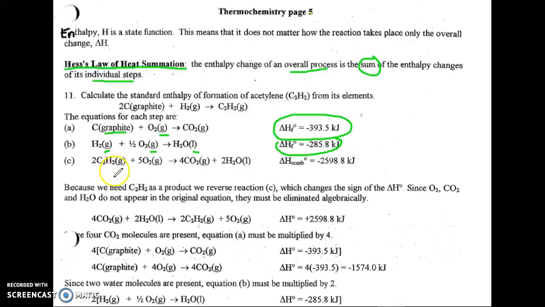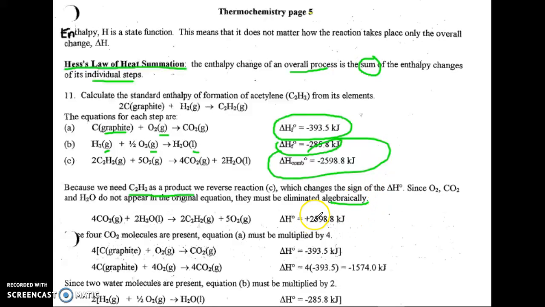And then the heat of combustion. Remember, it's a hydrocarbon, so oxygen combined with the hydrocarbon gives CO2 and water, which is also known. So we're going to use these three values to figure out what the enthalpy of formation is for acetylene. We need C2H2 as a product, so we're going to reverse equation C, just like in a half reaction. That's going to change the sign of the delta H.